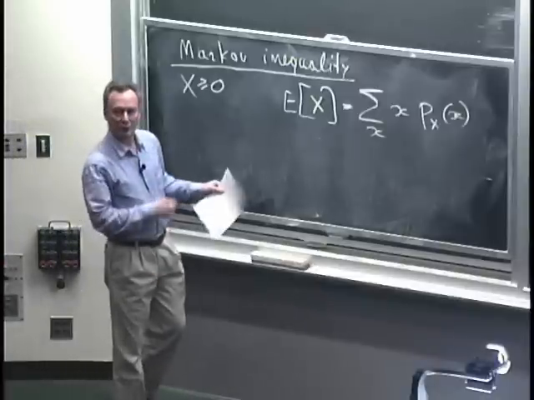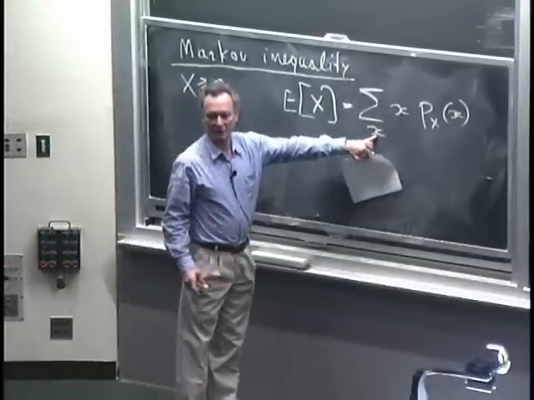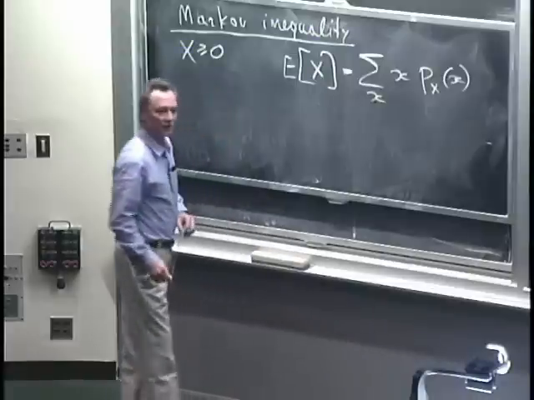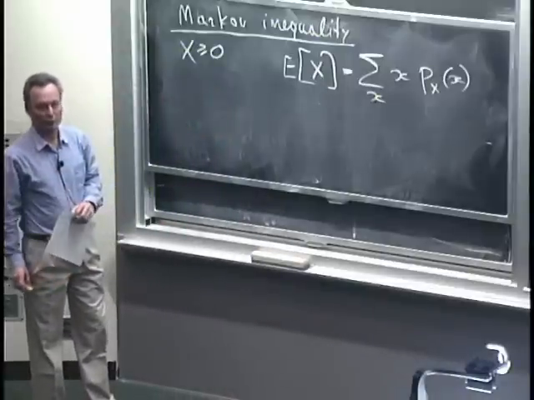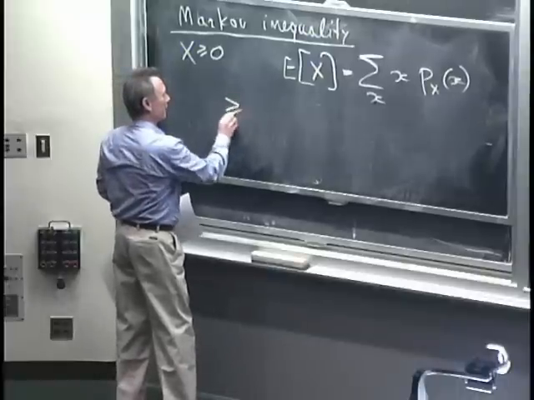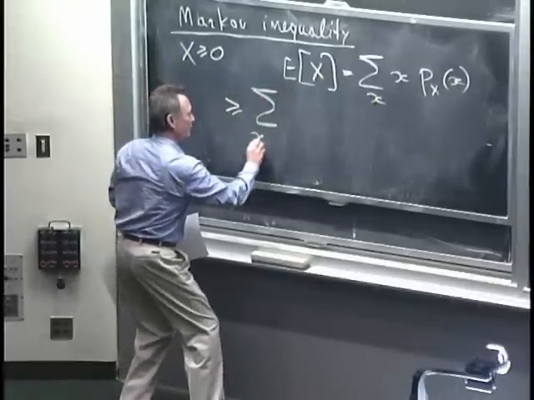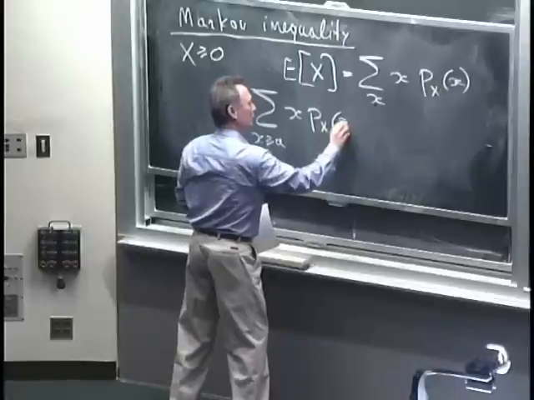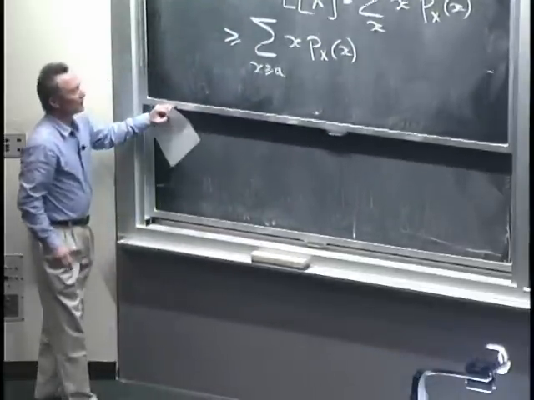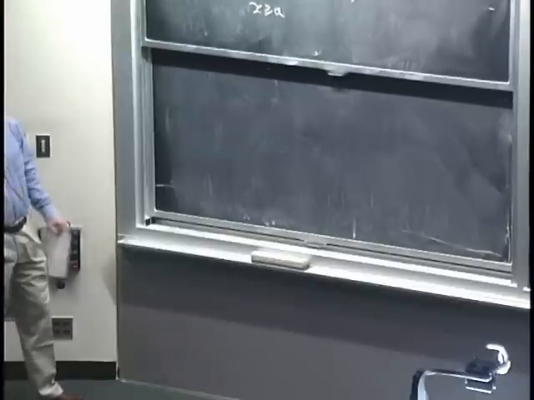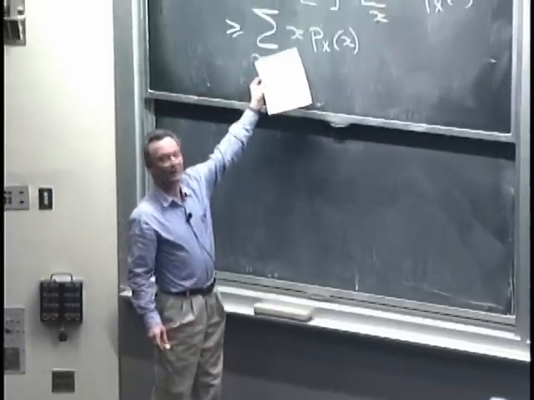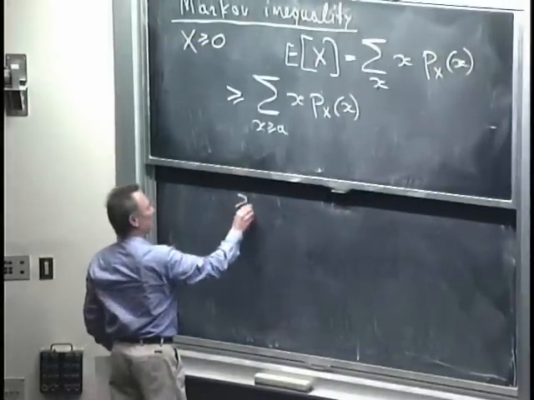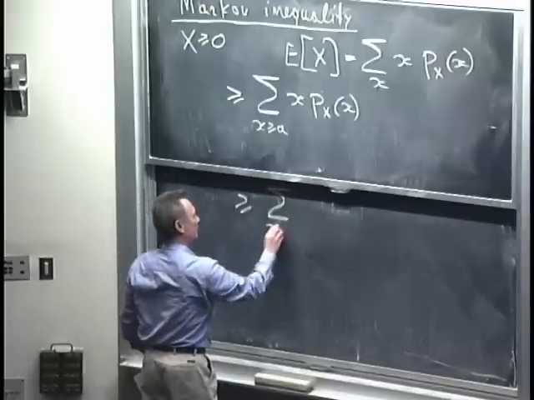Now this is a sum over all x's, but x takes non-negative values, and the PMF is also non-negative. So if I take a sum over fewer things, I'm going to get a smaller value. So the sum when I add over everything is less than or equal to the sum that I will get if I only add those terms that are bigger than a certain constant. Now, if I'm adding over x's that are bigger than a, the x that shows up there will always be larger than or equal to a. So we get this inequality.